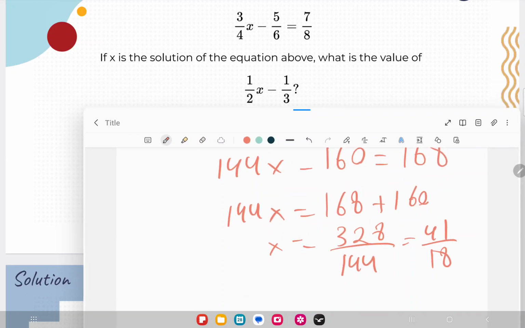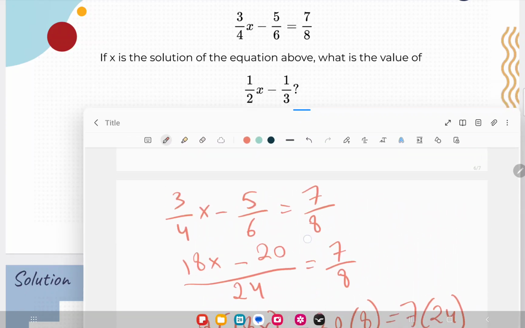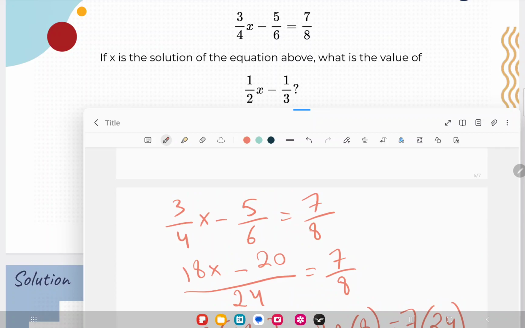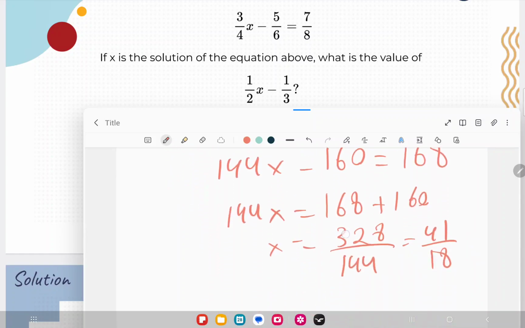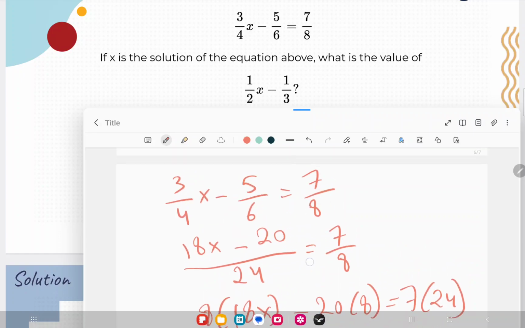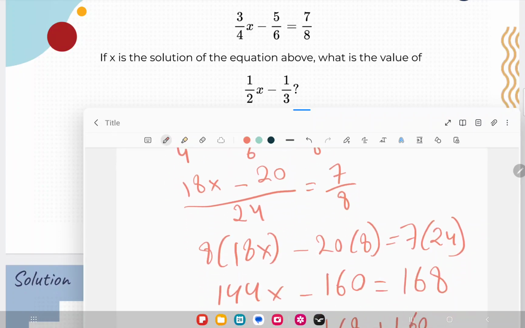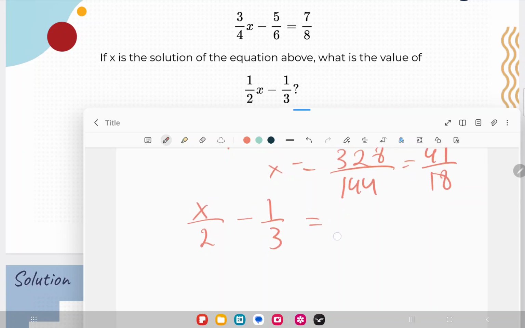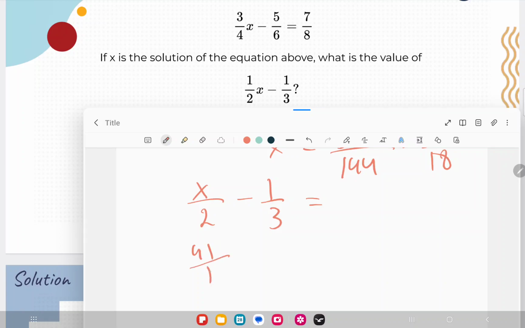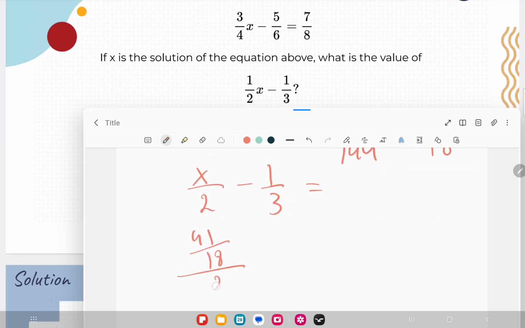Okay, so 8 times 18x minus 8 times 20, 24. Okay, so this is my x. So x over 2 minus 1 over 3 is equal to 41 over 18 over 2 over 1 minus 1 over 3.